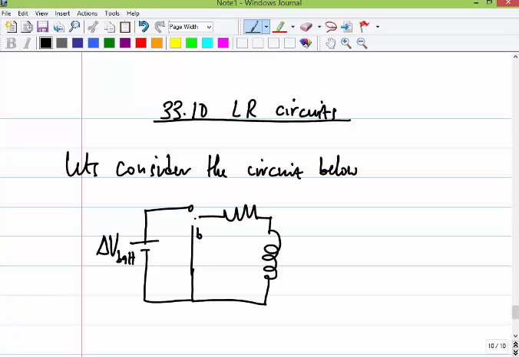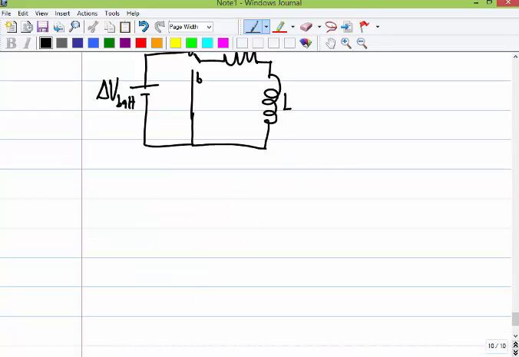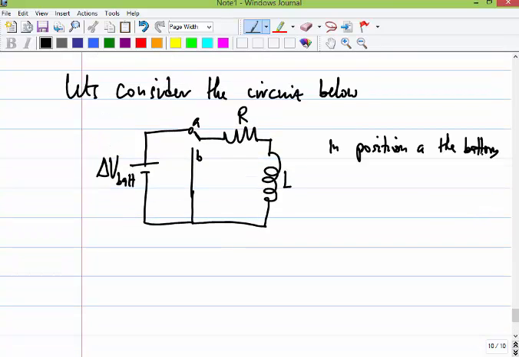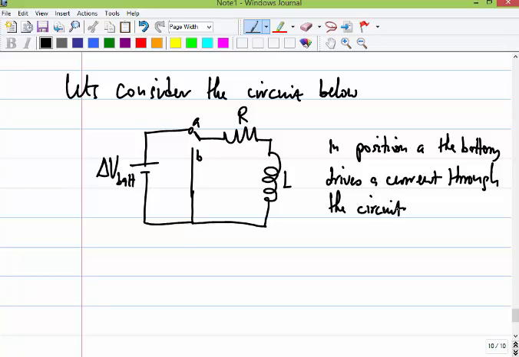This is B, and that's A, and we have a switch like that. So the switch can go to A or B. This resistor is R, inductor L. When the switch is in position A, the battery drives a current through the circuit. There's a current going through like that, and ending up here. This current I is equal to the potential difference of the battery divided by the resistor R.